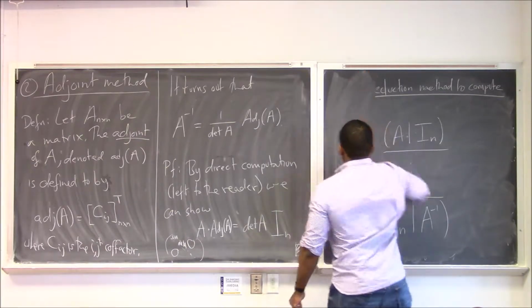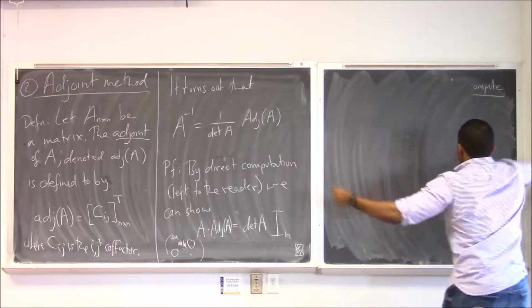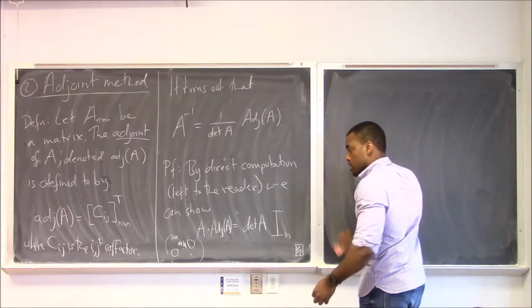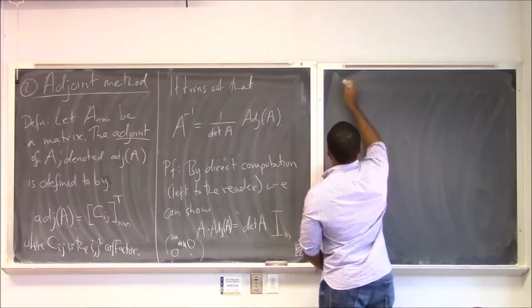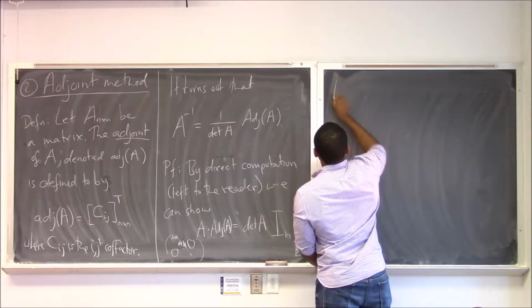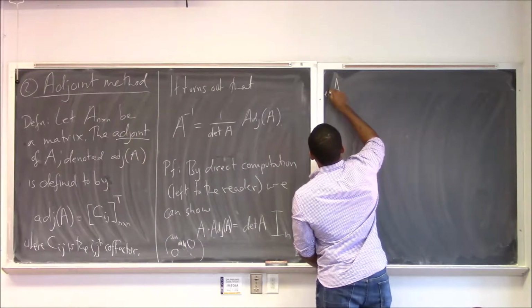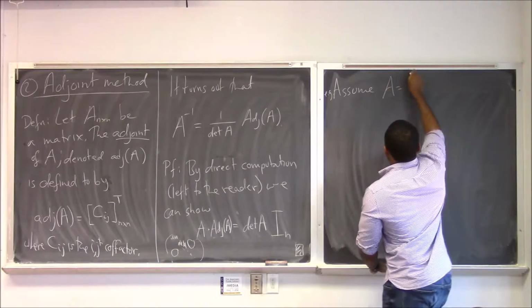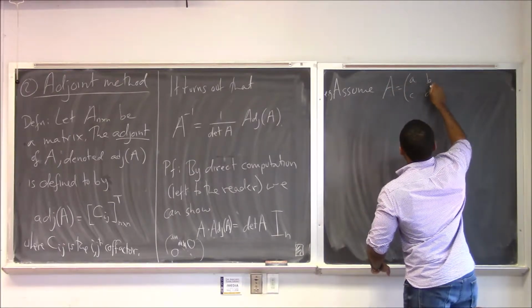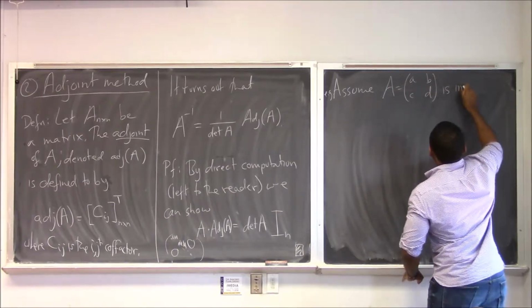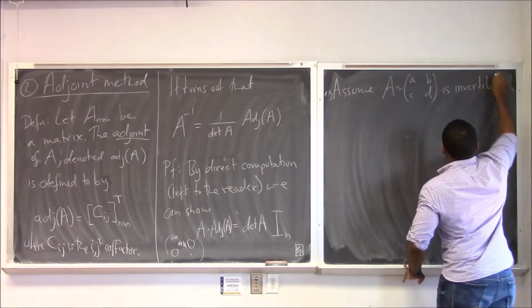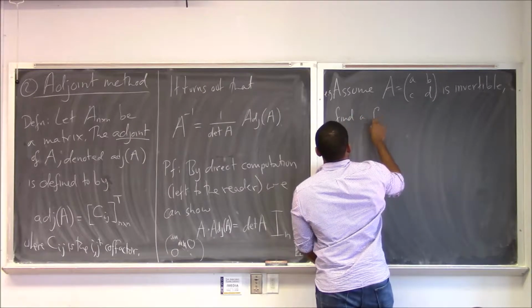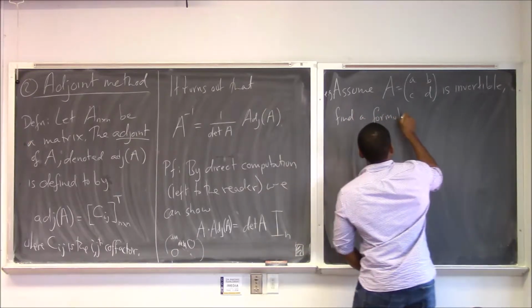So let's actually do that. In fact, I'm going to use this to prove a formula that the book gave you, the inverse of a 2 by 2 matrix. Example. Assume A equals the matrix with rows A, B and C, D is invertible. Find a formula for its inverse.